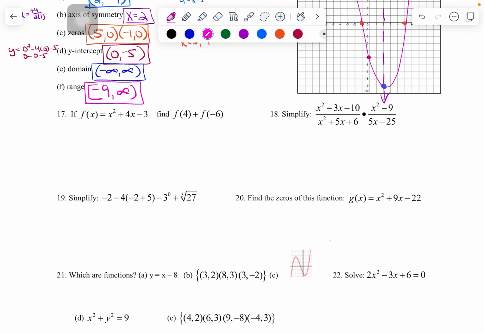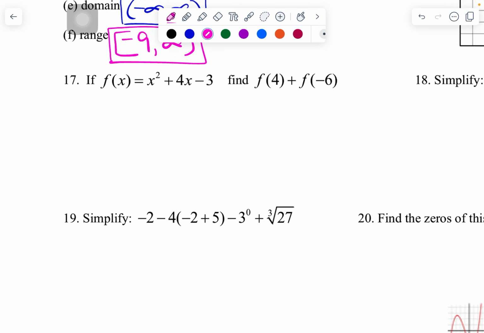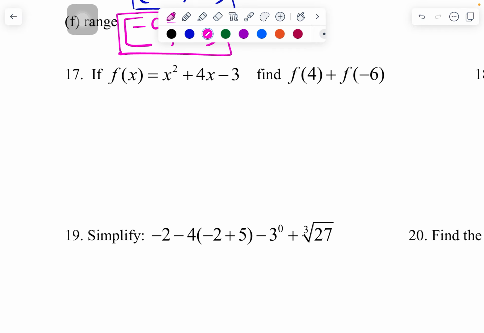All right, this is part 4 of getting through the test review for Unit 6. I'm going to pick up with question number 17. Question number 17 gives you a function, and I am asking you to find f of 4 plus f of negative 6. So what I do for these is very simply find the two values separately.